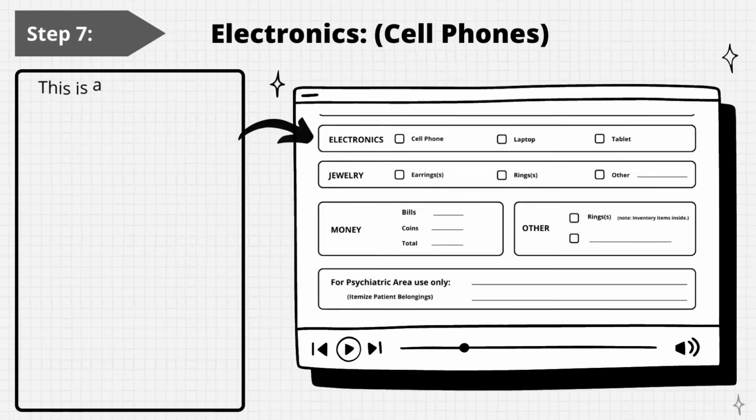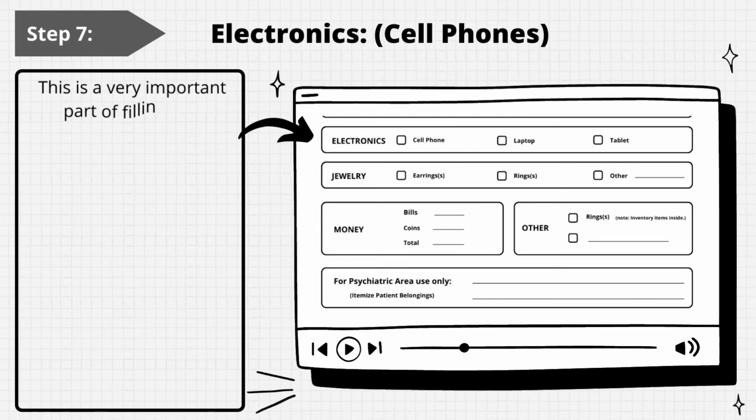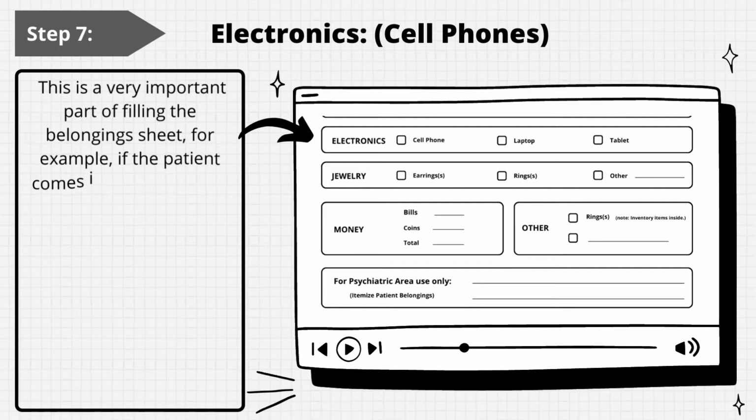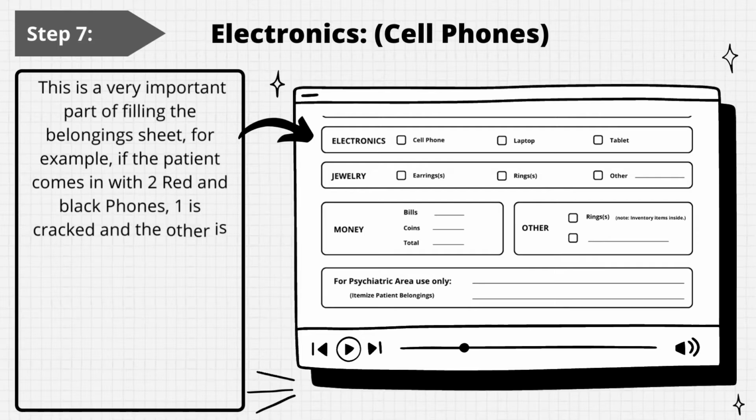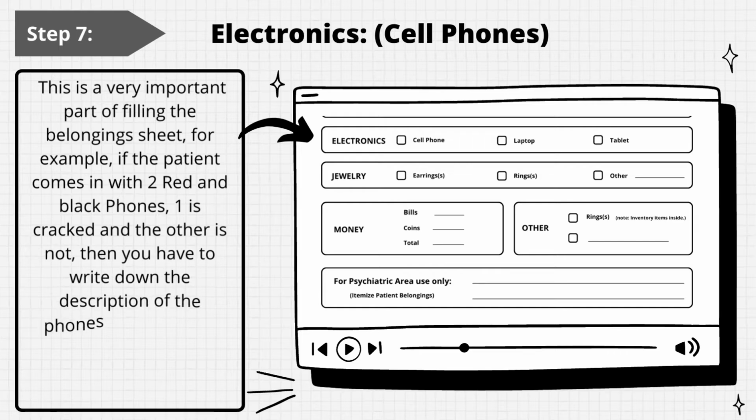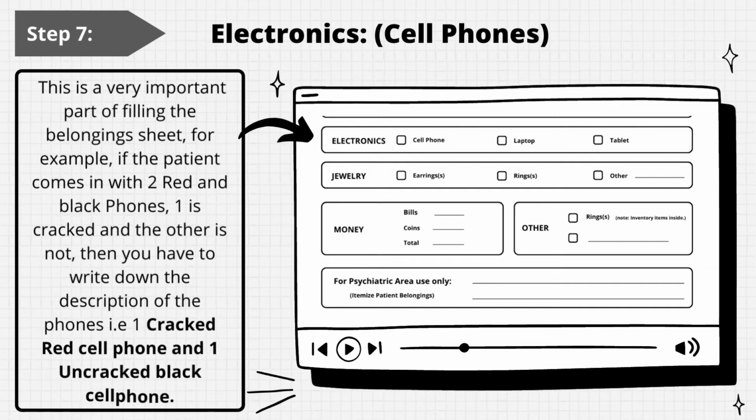Step 7. Electronics, cell phone. This is a very important part of filling the belongings sheet. For example, if the patient comes in with 2 red and black phones, one is cracked and the other is not, then you have to write down the description of the phones as 1 cracked red cell phone and 1 uncracked black cell phone.